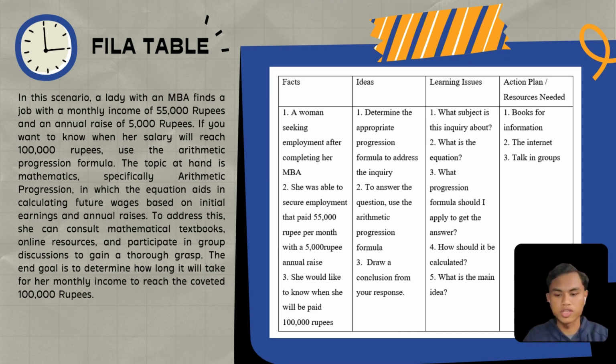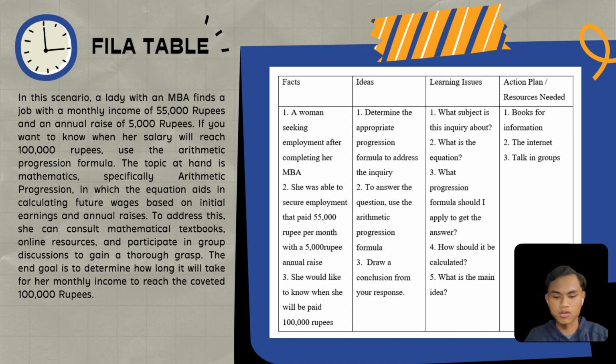I will be presenting about the filler table for both of the questions given. For the first filler table, in this scenario, a lady with an MBA finds a job with a monthly income of 55,000 rupees and an annual raise of 5,000 rupees. If you want to know when her salary will reach 100,000 rupees, use the arithmetic progression formula. The topic at hand is mathematics, specifically arithmetic progression, in which the equation is used in calculating future wage based on initial earning and annual raise.